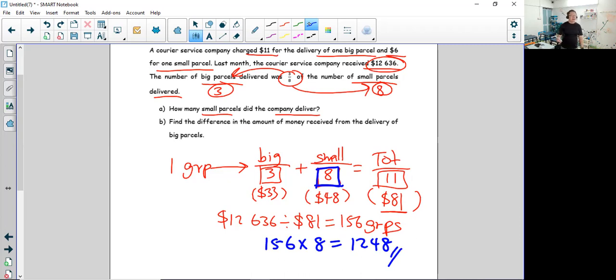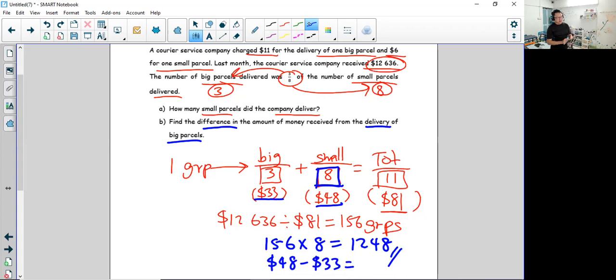Okay, and then how about part B? It seems to be a bit hard, but it's still the same. You want to find the difference in the money received from the delivery of big and small parcels. There are some missing words there. So how do you find the difference between the big and the small parcels? You go back to one group again, and you find the difference between the big parcel and the small parcel. You take $48 and minus $33 to get the difference.